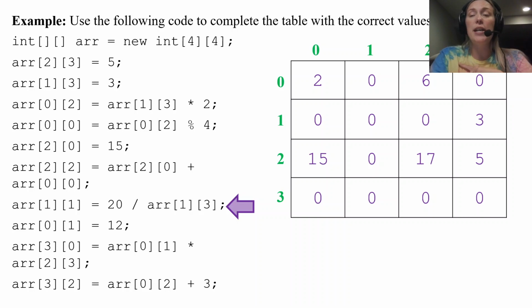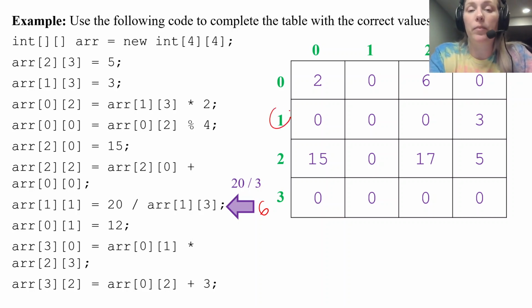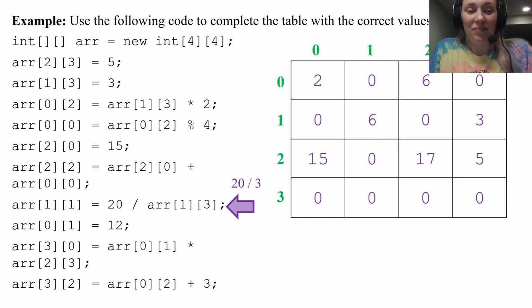Here, 1, 3 is a 3. So 20 divided by 3, again, it's integer division. That's going to be a 6, right? So 3 goes into 20, excuse me, in the form of 18, so 6 times. Which means at 1, 1, so right here, you're going to get the value of 6.